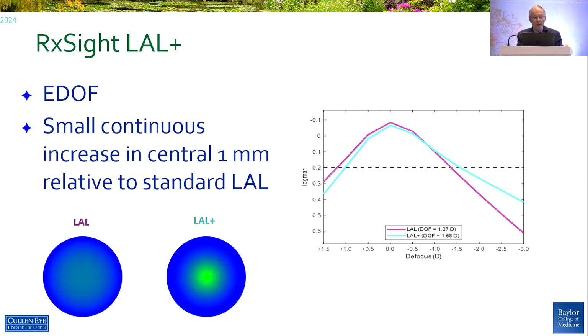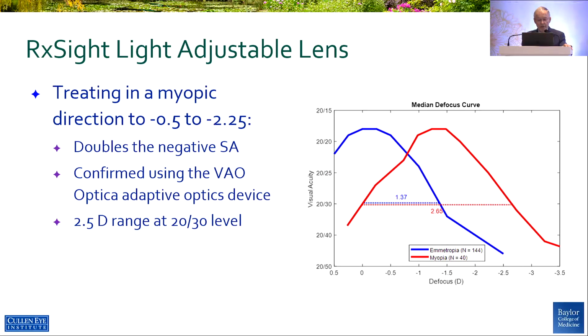There's another RxSight lens called the RxSight LAL+, which is an EDOF, and it has a central zone that has a central increase in negative spherical aberration, and that differs from the standard LAL that you treat where the entire lens is changed. This is a central zone, but it does extend the near vision and gives patients increased spectacle independence.